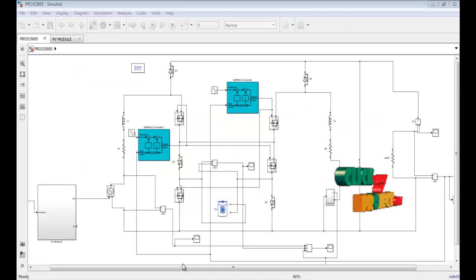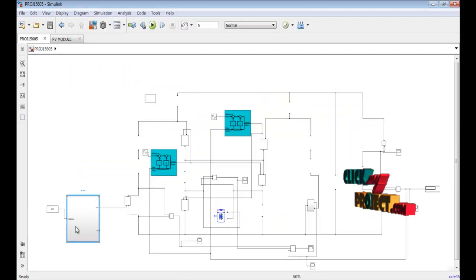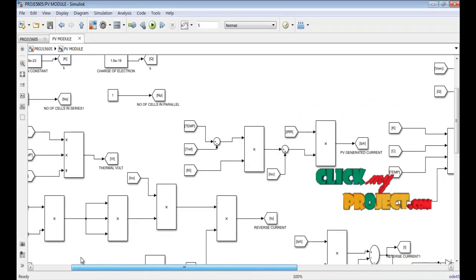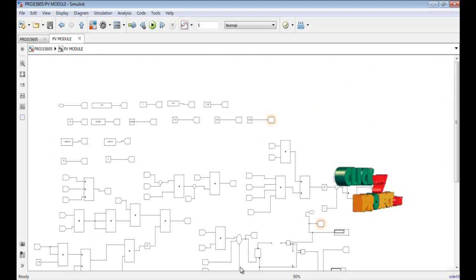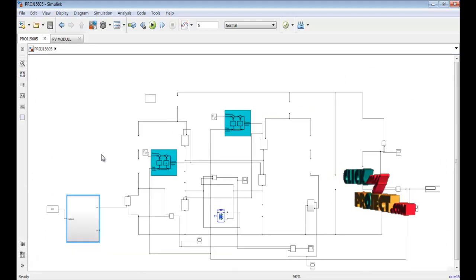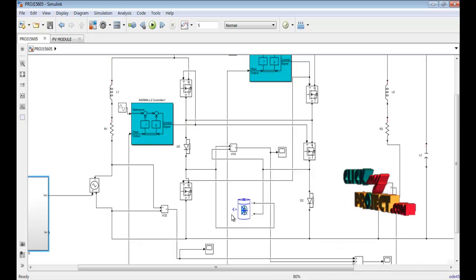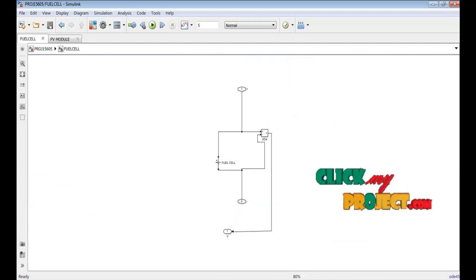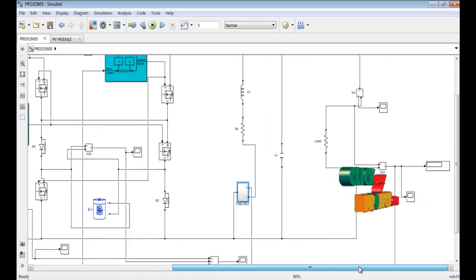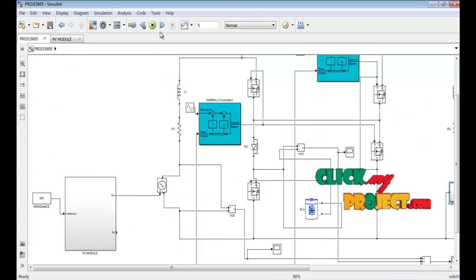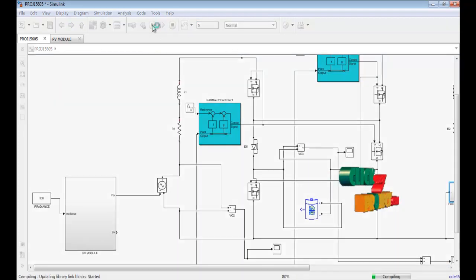This is the overall circuit, based on the PV model. This is the PV panel of the circuit. After that it is connected to the neural network controller. The three sources are the PV panel, battery and fuel cell, and then it is connected to a resistor load. The time is set to 5 and then we run the simulation.